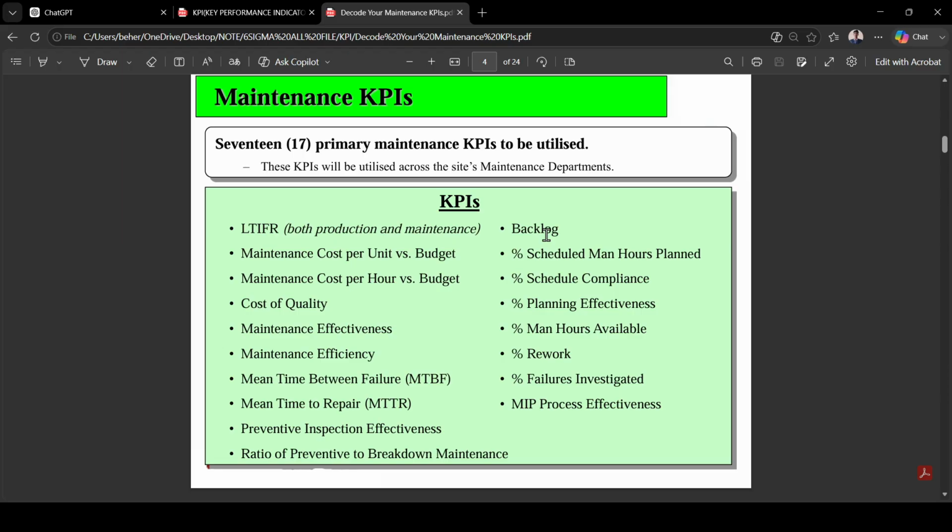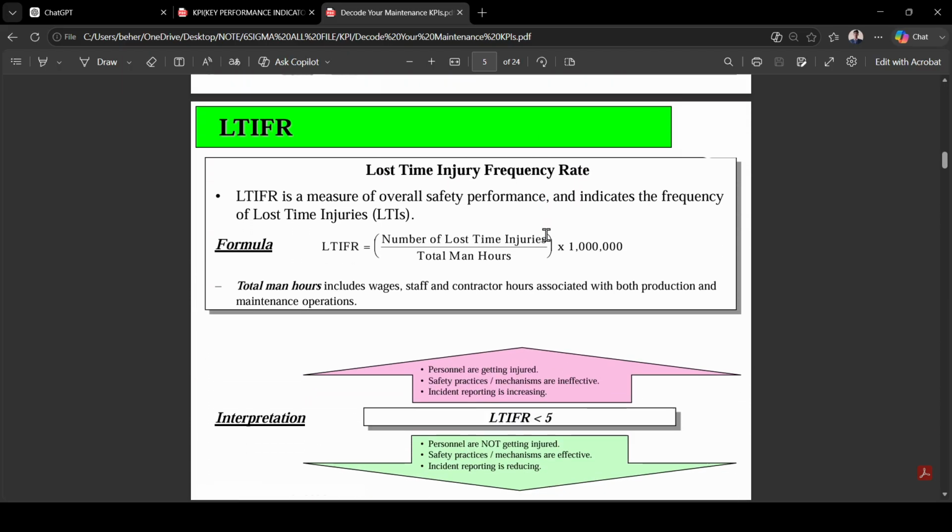Cost of quality, maintenance effectiveness, maintenance efficiency, mean time between failure, mean time to repair, preventive inspection effectiveness, ratio of effective to breakdown maintenance, backlog, percentage scheduled man-hours planned, percentage schedule compliance, percentage planning effectiveness, percentage man-hours available, percentage rework, percentage failures investigated, MPI process effectiveness. Then what is LTIFR?